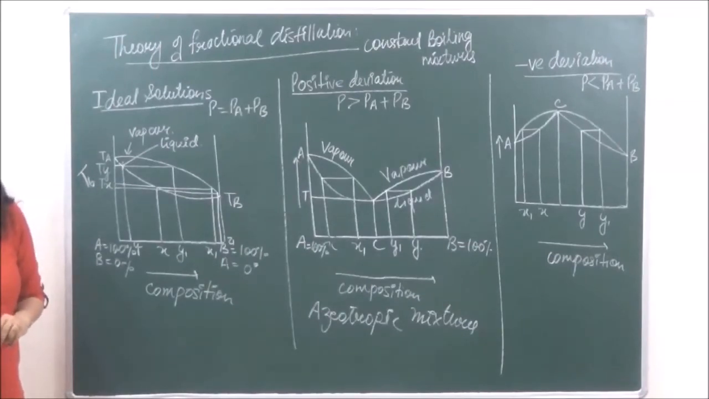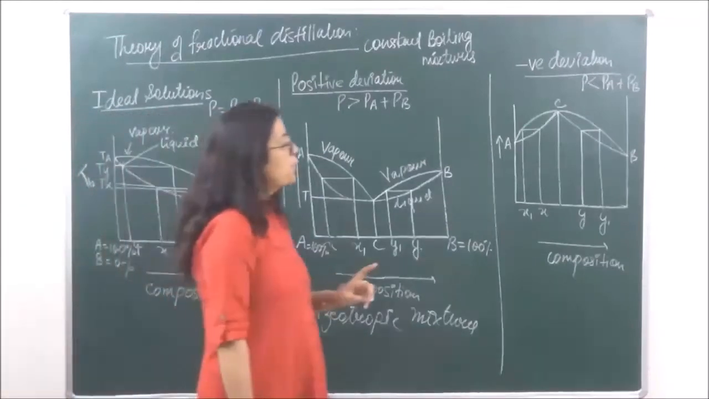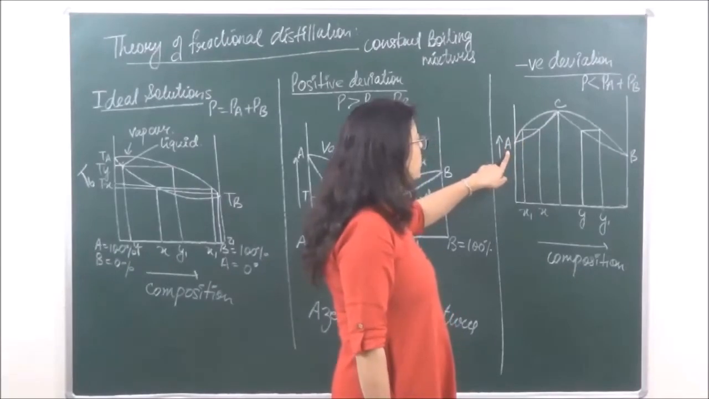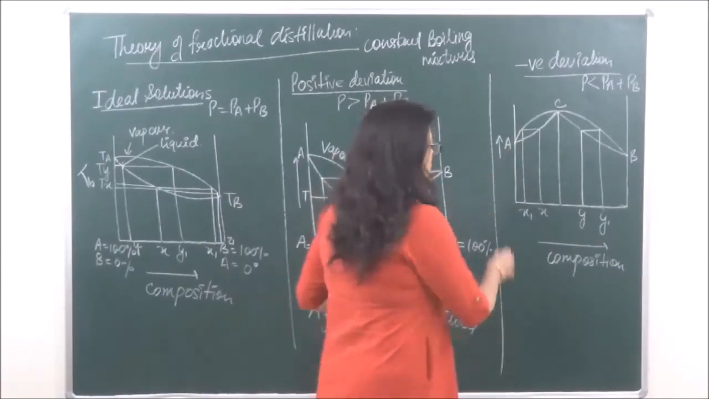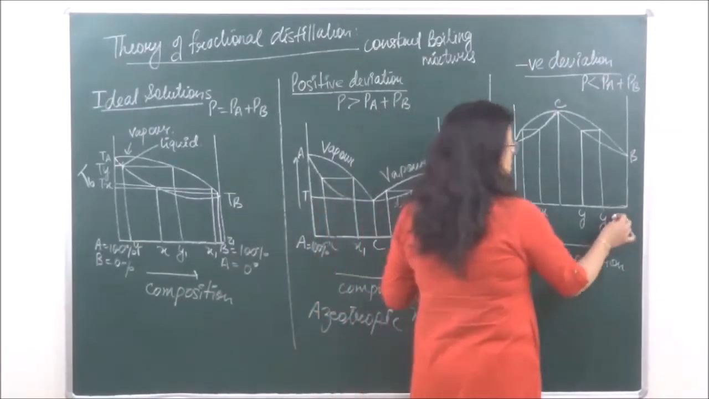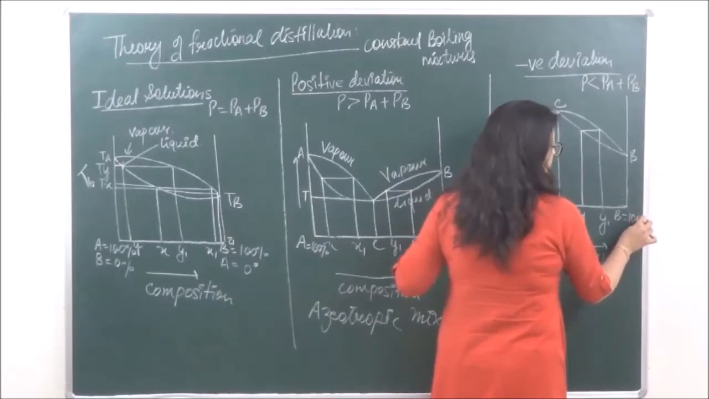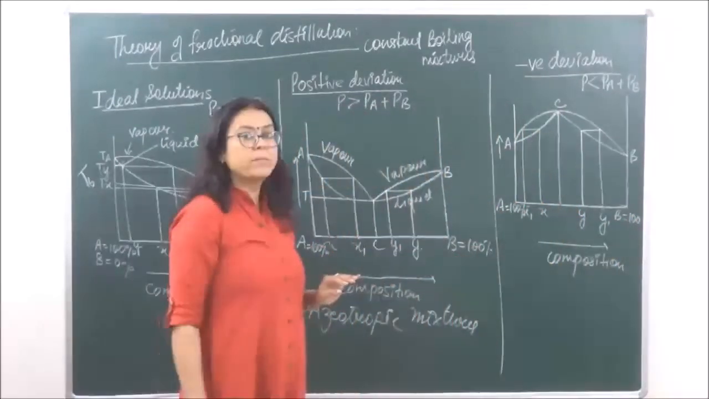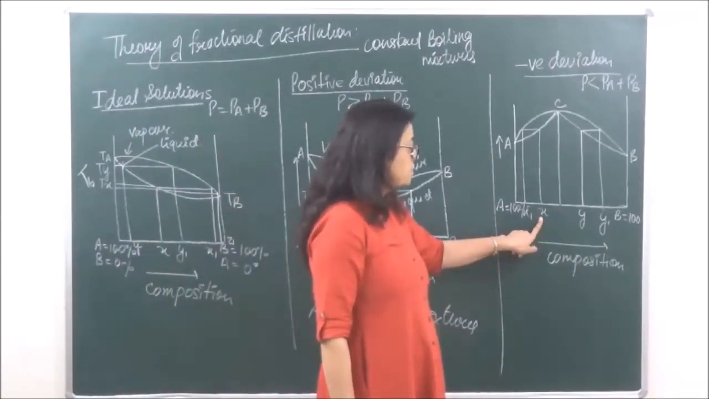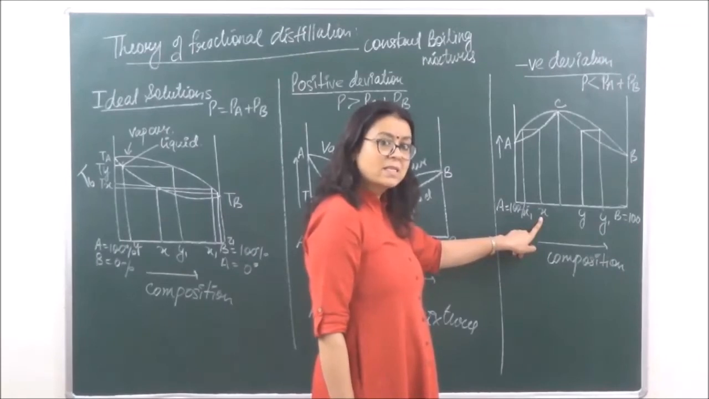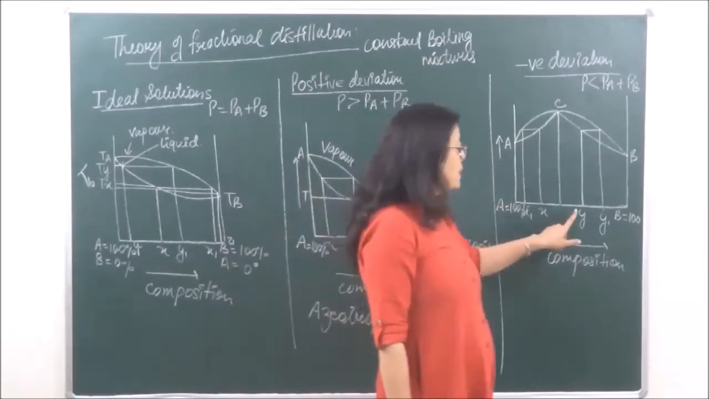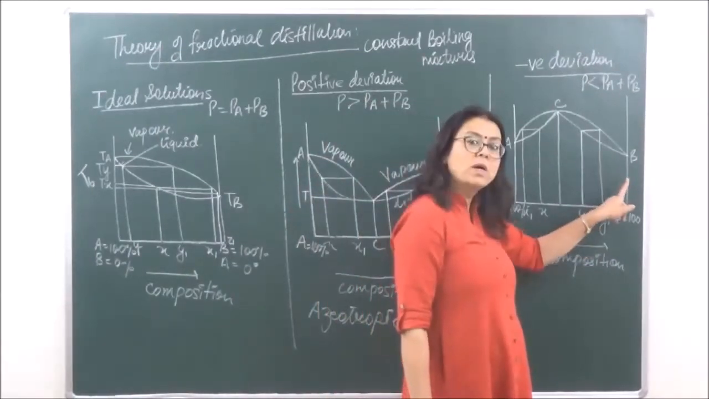And in negative deviation, what can you see over here? There is a maxima over here. If the boiling point of A is this much, then at this point A is going to be 100%, and at this point B is going to be 100%, right? So when we start heating, we have X and X1 is lying more towards A. In a similar manner, Y1 is lying more towards B.